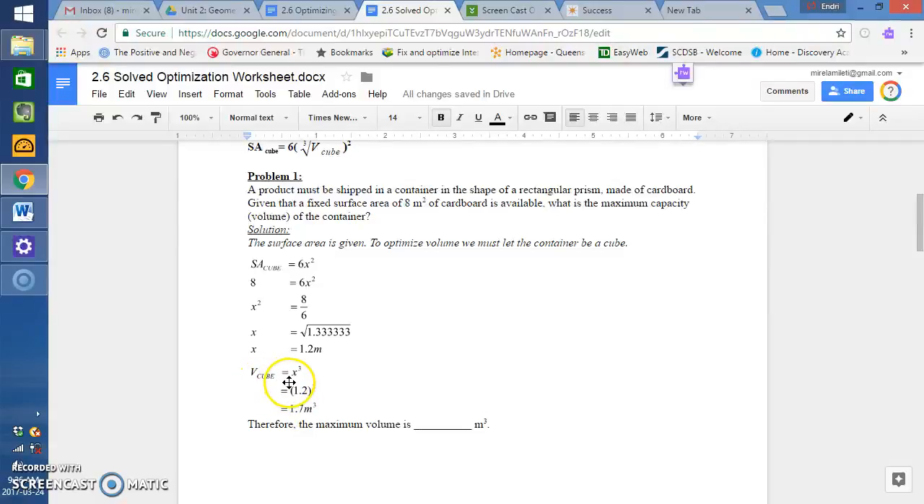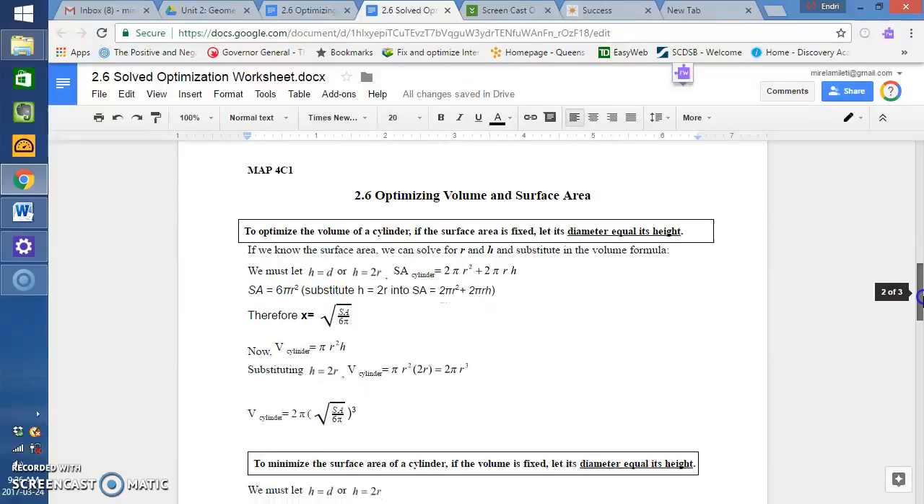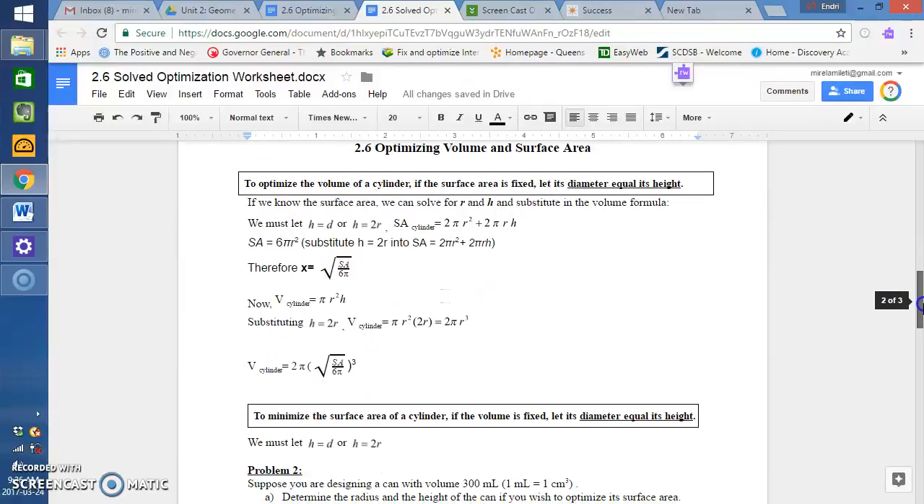So the volume of the cube is x cubed. Substitute the value that we found for x from the given surface area, and this is the maximum volume, 1.7 meters cubed. So this was one example for how to maximize the volume when we have a given surface area. Now on the second part, we're going to see how to optimize the volume or surface area of a cylinder.